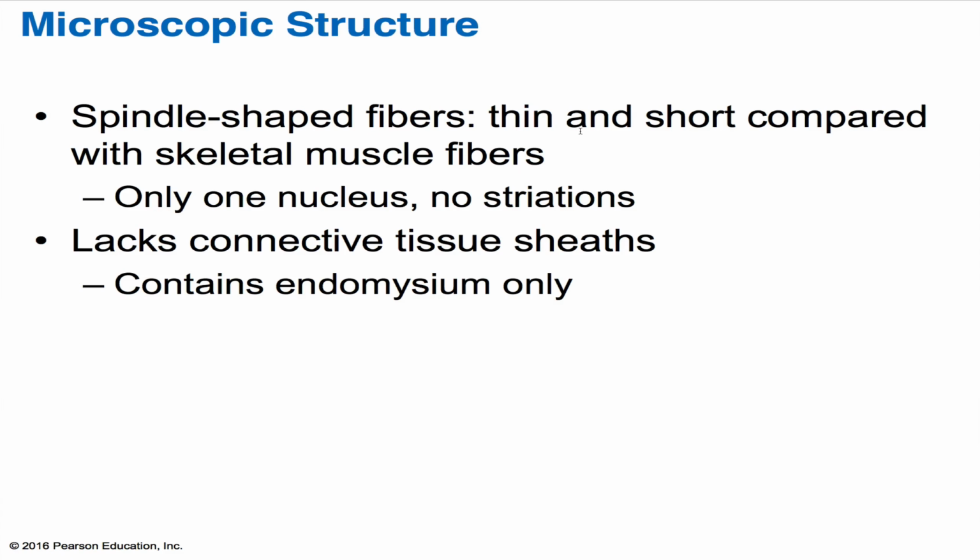Now we're going to be looking at the microscopic structure of smooth muscle fibers. Smooth muscle fibers are spindle-shaped cells of variable sizes. Typically, they're thin and short compared to skeletal muscle fibers. They have a centrally located nucleus, and unlike skeletal muscle and cardiac muscle, they lack striations. Smooth muscles lack the coarse connective tissue sheets that we've seen in skeletal muscles. However, they do have an endomysium.